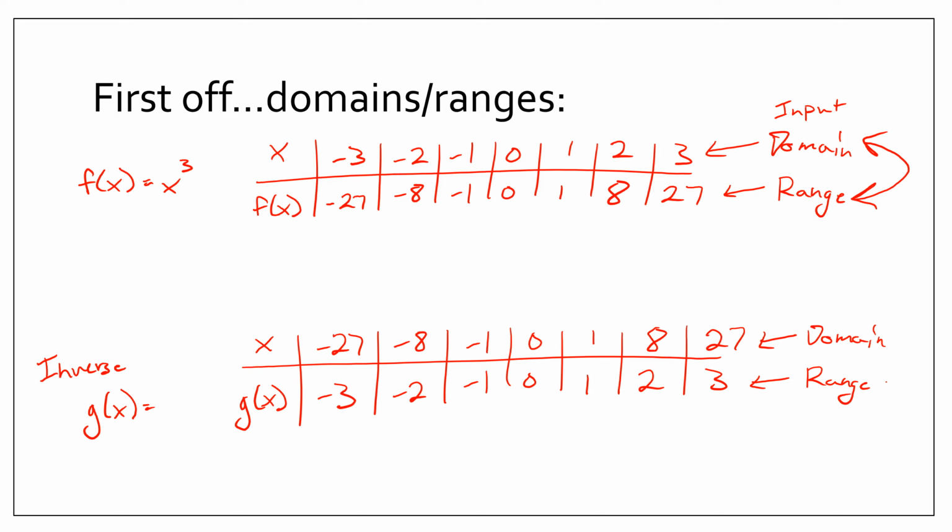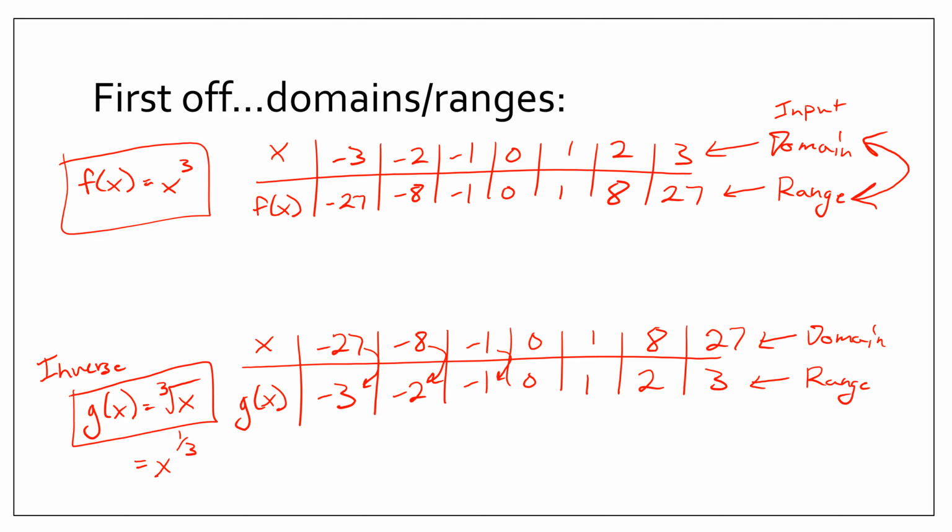I take the function, I flip its domain and range. This inverse function, take a look at what pattern we see here. How do I get from -27 to -3? How do I get from -8 to -2? How do I get from -1 to -1? Well, it looks like I'm taking the cube root here, or taking it to the 1/3 power. Does this make sense that the inverse of x cubed is the cube root of x? So these are inverse functions. Their domain and range are flipped.